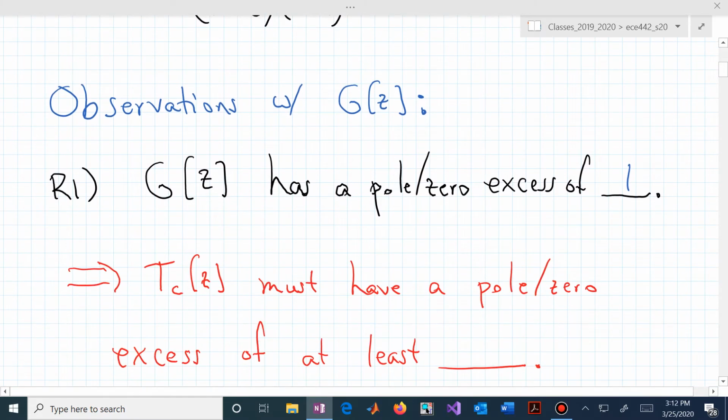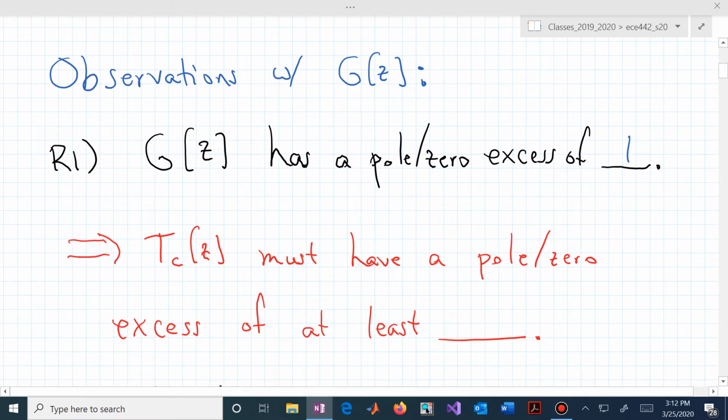From restriction 1 on the Ragazzini design approach, our desired closed loop transfer function, which is what T sub C of Z represents, must have a pole-zero excess of at least 1. That's restriction 1. We need T sub C of Z's numerator polynomial to be of degree less than the degree of the denominator polynomial in T sub C of Z.